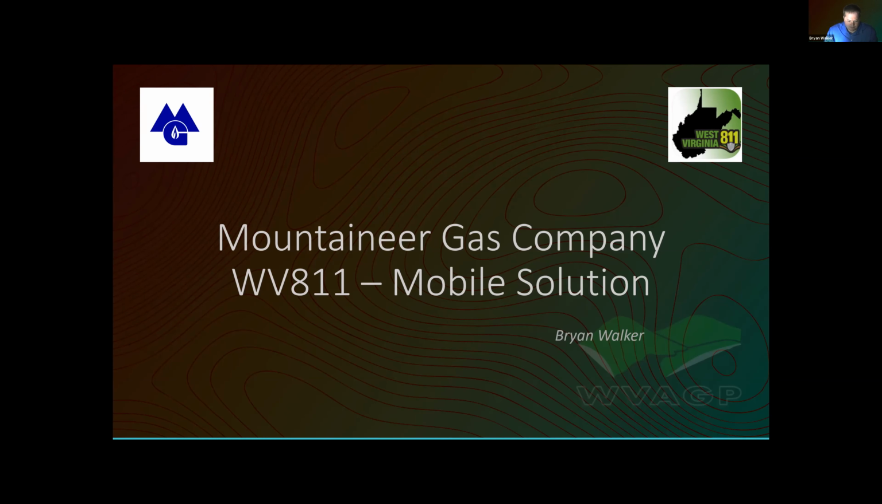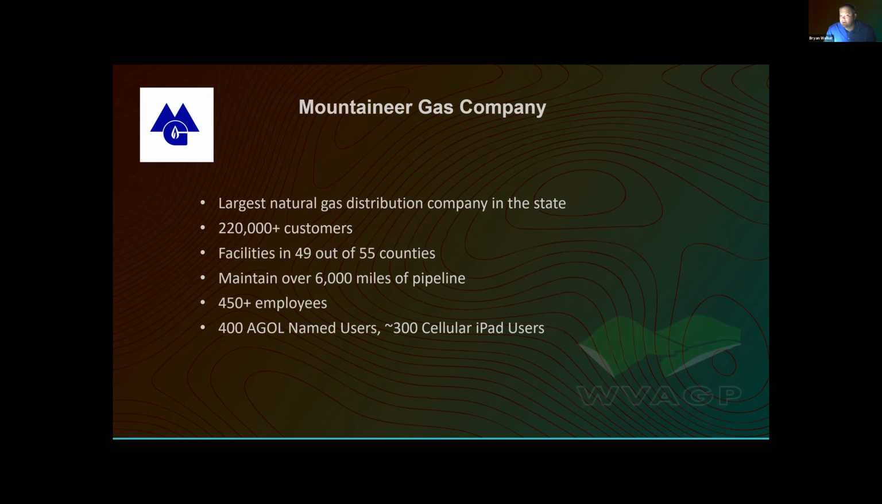If you're not familiar with Mountaineer Gas, if you're not a customer, we would like you to be a customer. We're the largest natural gas distribution company in the state. We have over 220,000 customers, facilities in 49 of the 55 counties. We maintain over 6,000 miles of pipeline. Across our entire area, we have over 450 employees.